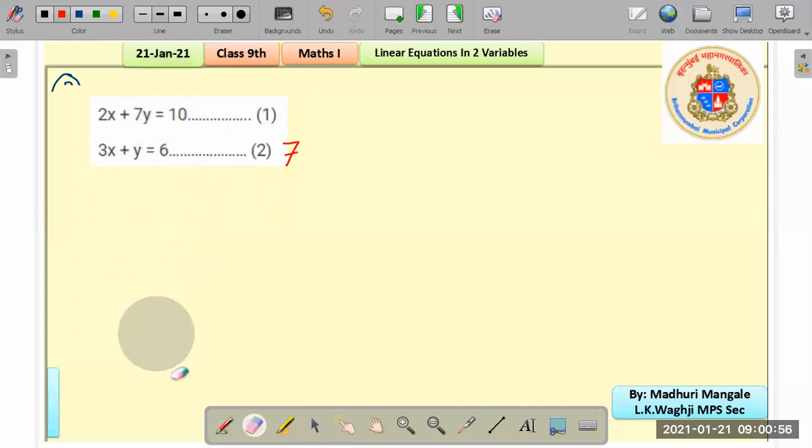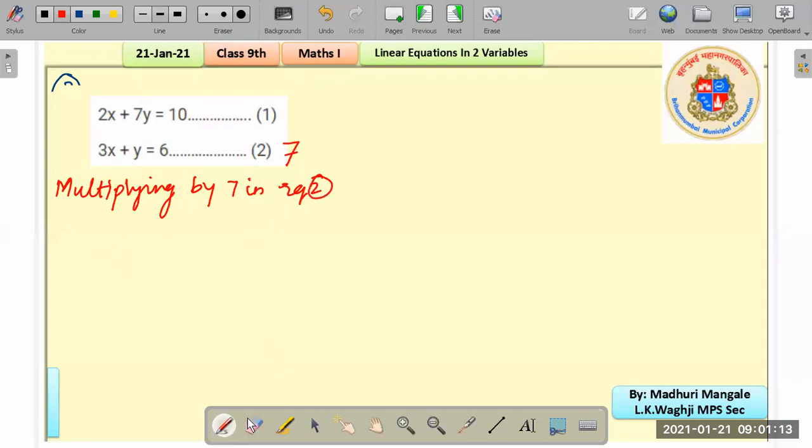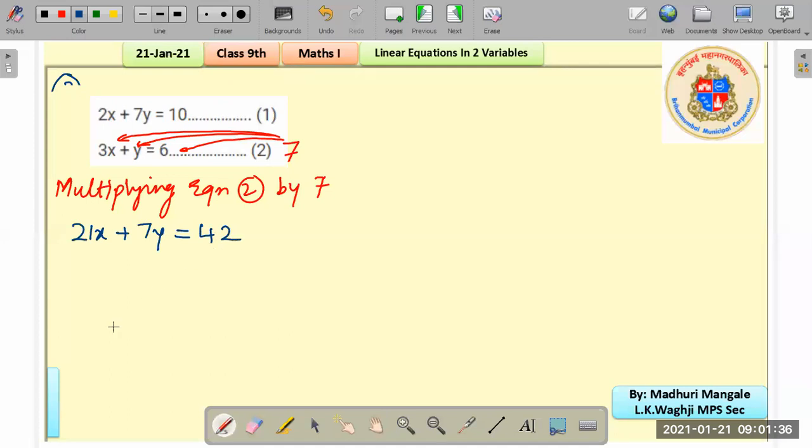So multiplying equation 2 by 7. Always write out the operations that you are performing. So multiplying by 7 in equation 2, what do we get? We multiply each and every term of this equation 2 by 7. So 3x times 7, that would give us 21x plus 7y equals to 42, isn't it?